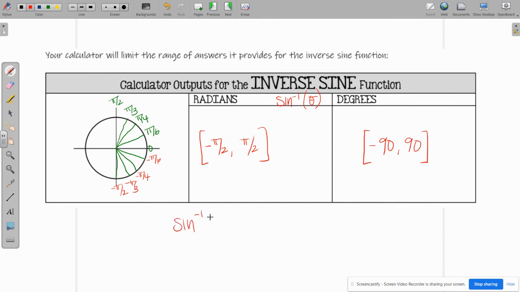So for instance, if you said what is the inverse sine of, let's say, root 3 over 2, you're essentially asking what angle has a sine of root 3 over 2? Well, it's only going to give you one of these answers here. So if I think about what is the one angle within these ranges that has a sine of root 3 over 2, the one answer would be pi over 3 if we were in radians, or that would be 60 degrees if we were in degrees. And you could check that.